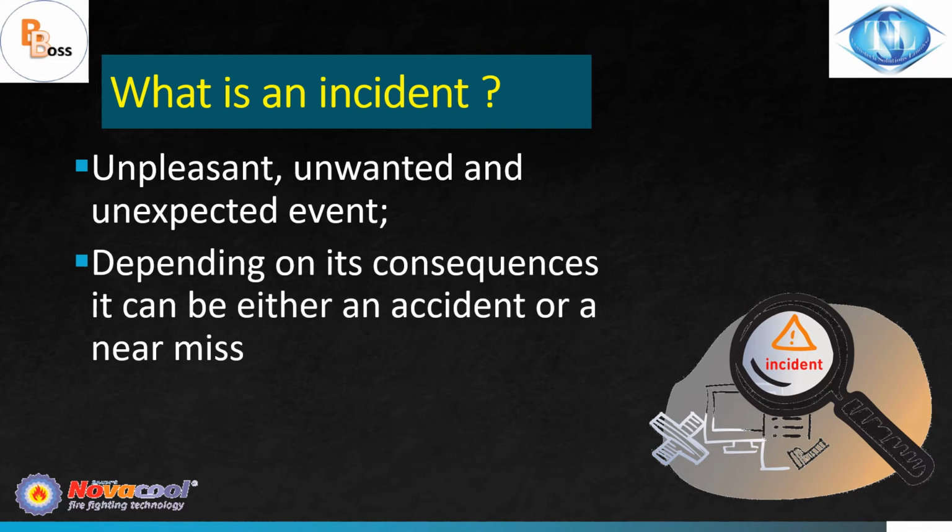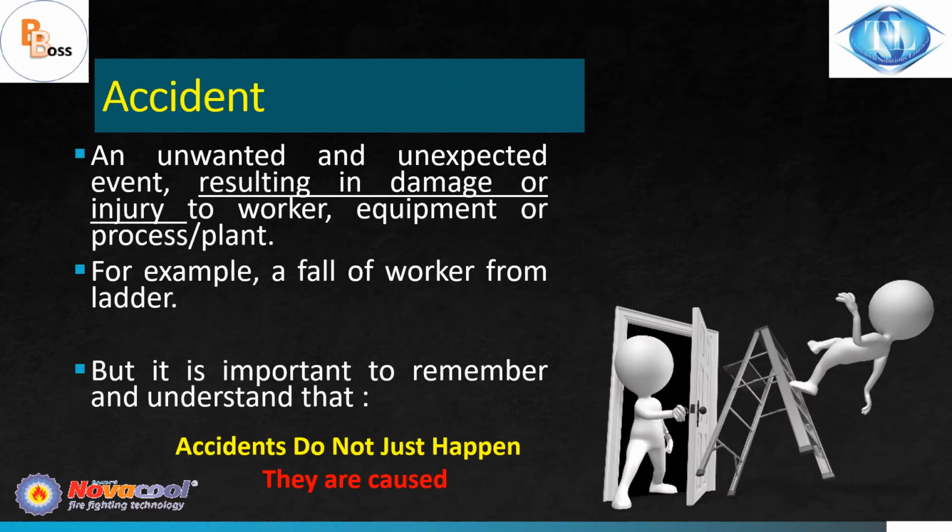Now, we look to the consequences of the incident. If there is damage or injury resulting from this incident, it becomes an accident. So an accident is an unwanted, unexpected event resulting in damage or injury to workers, equipment and environment. For example, a worker falling from a ladder while working.